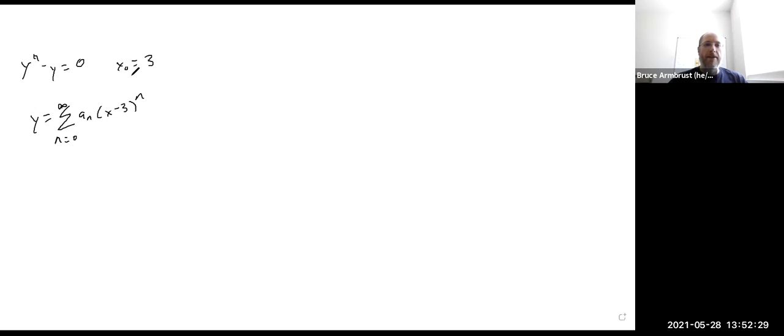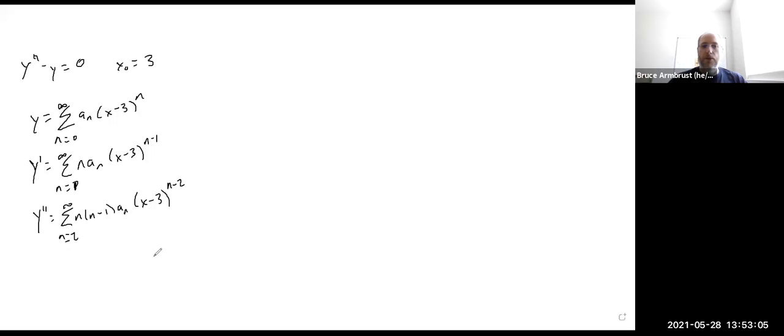So when you have a different center, you just automatically start with a different y. But then from here, it's the same thing as before. We differentiate this thing, so we get n a sub n (x minus 3) to the n minus 1. You do have to worry about chain rule, but x minus 3's derivative is 1, so nothing happens there. And then y double prime, whoops, that should be n equals 1, sorry. This guy's n equals 2 to infinity, n times (n minus 1) a sub n (x minus 3) to the n minus 2.